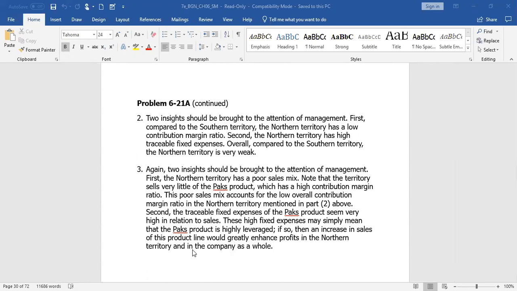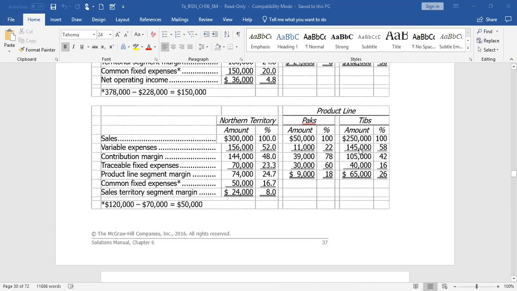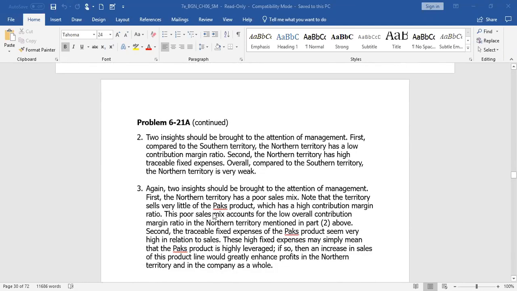Okay, so again, 2 insights. First, the Northern Territory has a poor sales mix. Note that the territory sells very little of the packs product, which has a high contribution margin. Take a look, 78% contribution margin, and it sells only 50,000 of it. That is something to bring to their attention. This poor sales mix accounts for the overall low contribution margin ratio in the Northern Territory, so fixing that could help improve Northern Territory's position in the company.